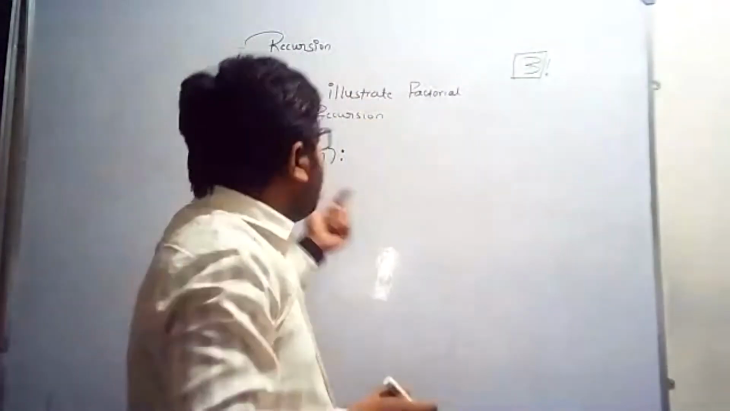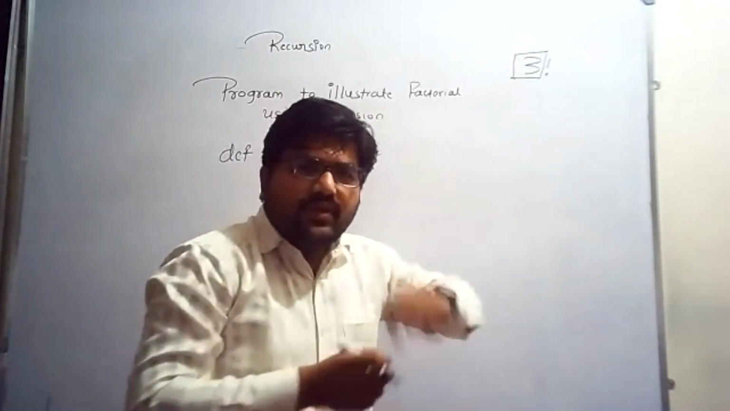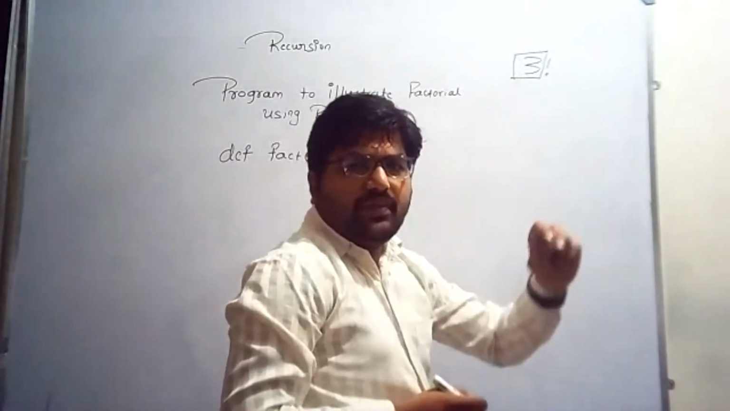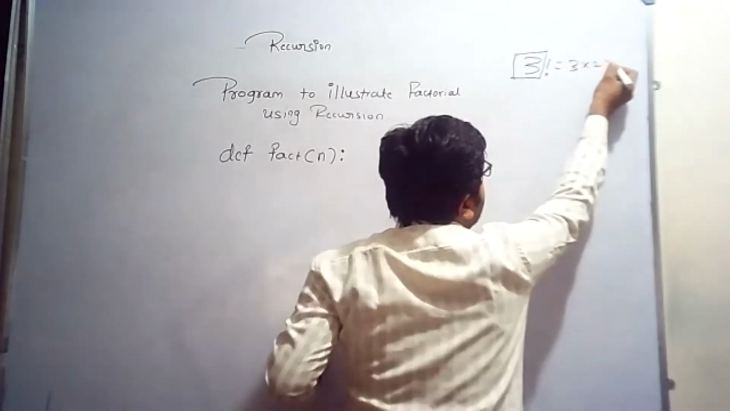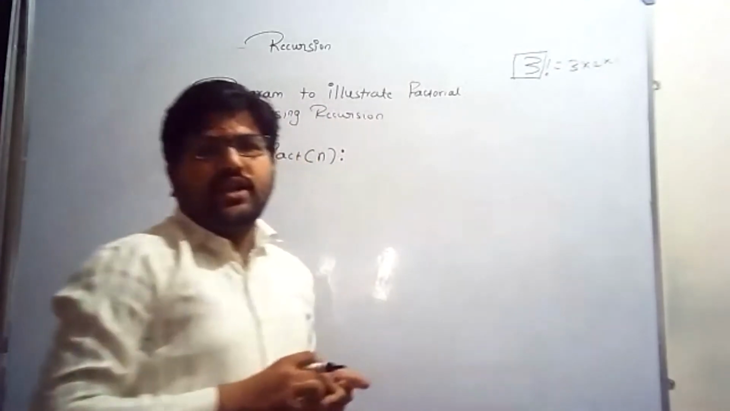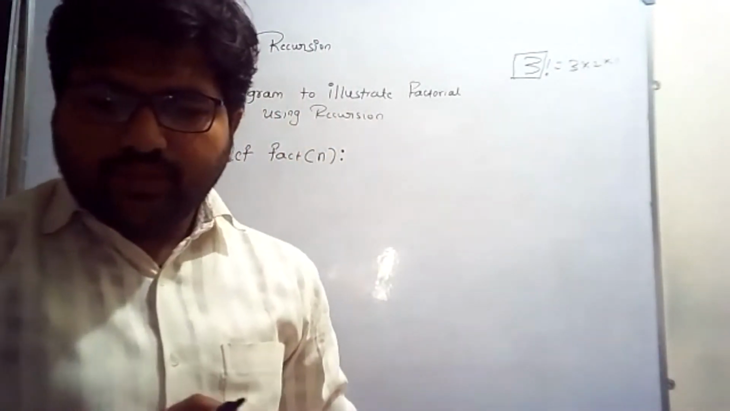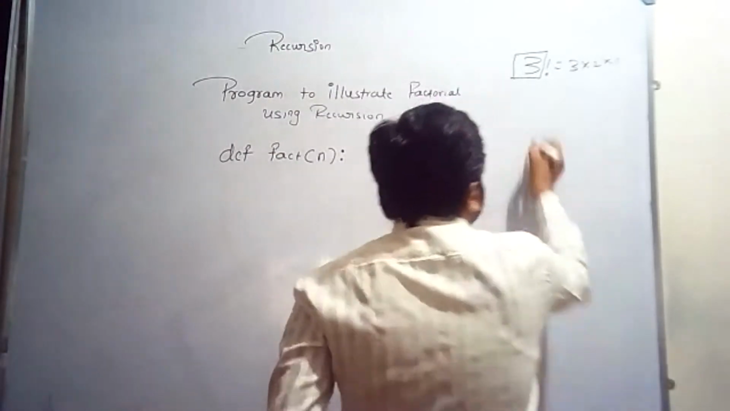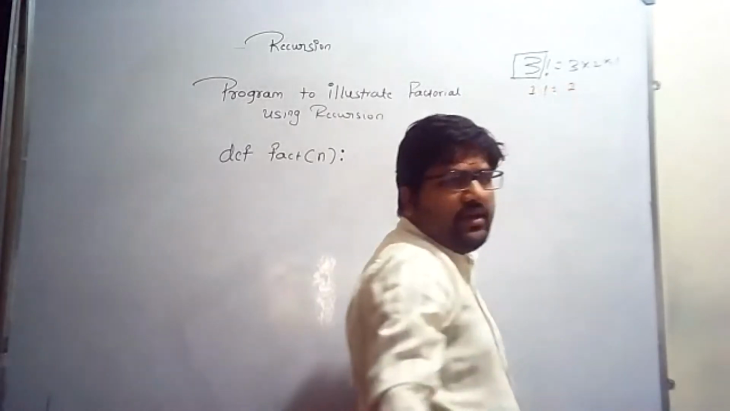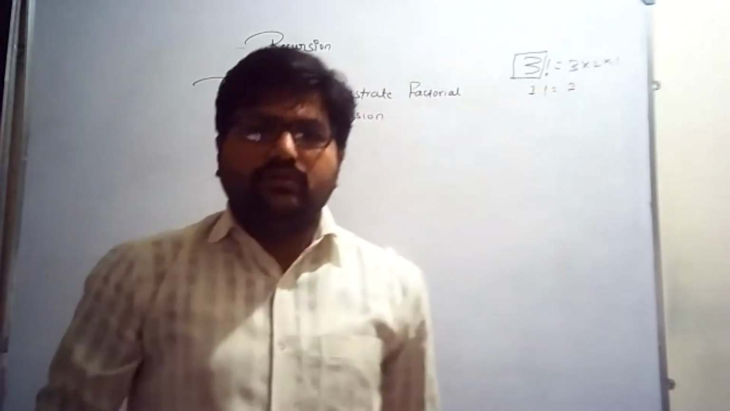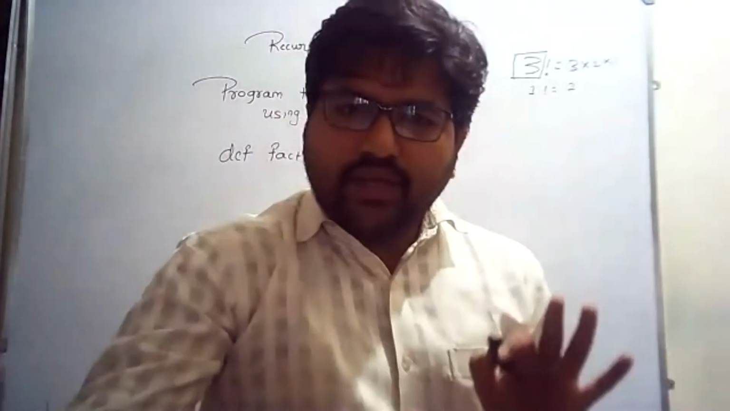Look, we have defined the fact function. So what I need to do now? According to the logic I need to implement it. What is the logic? 3 into 2 into 1. What is the 1 factorial? 1 factorial will be 1 only, because 1 into 1 is 1.